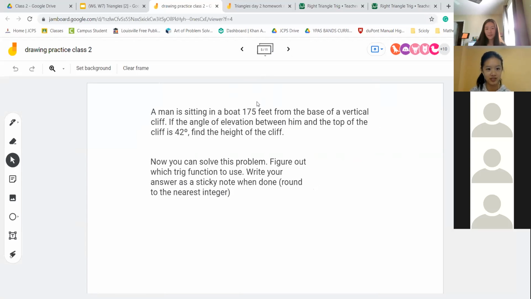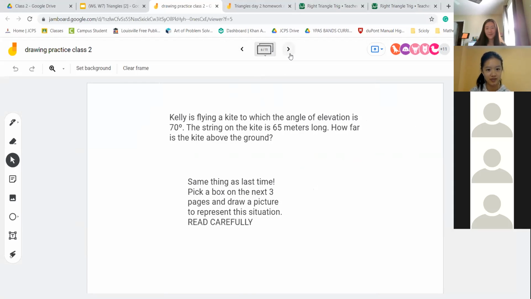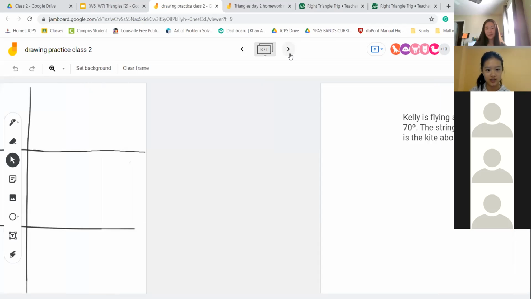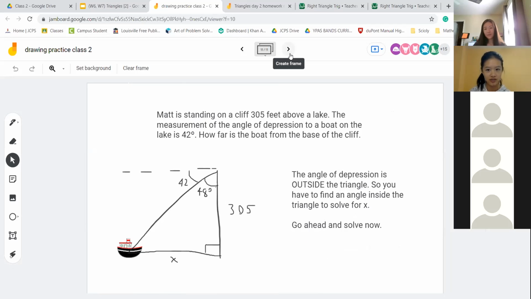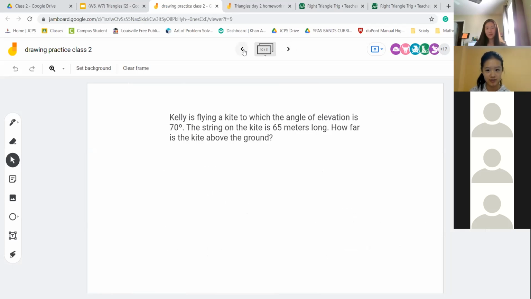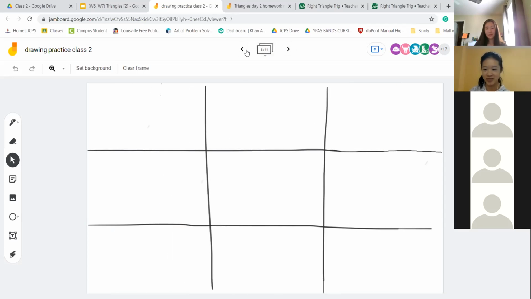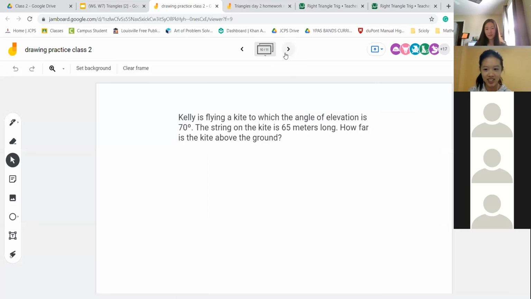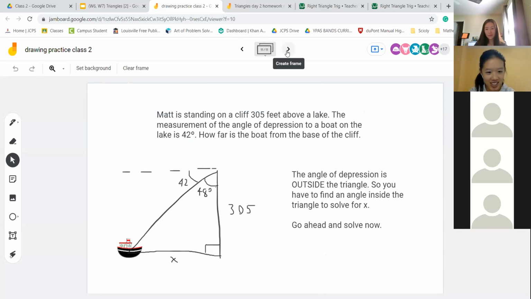What do you mean draw the picture that represents it? Oh, okay, never mind. I think there should be enough boxes. Why does this have a drawing? Oh wait, no, this one's solving. It's okay if your lines aren't very straight. He's not on the cliff. He's at the base of the cliff. If he were on the cliff, that'd be kind of weird.